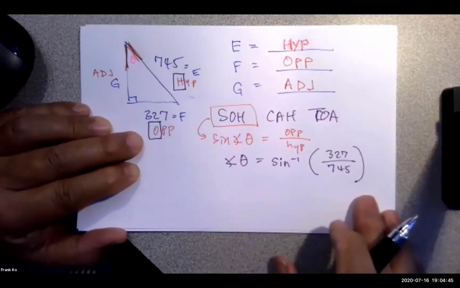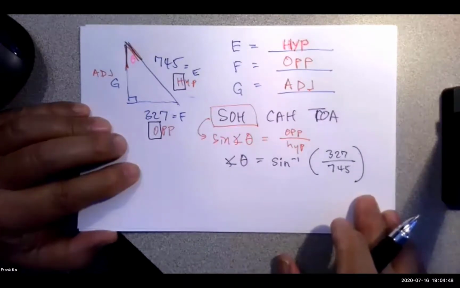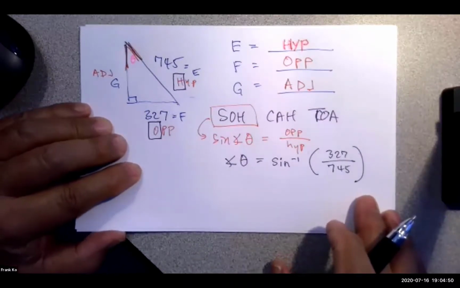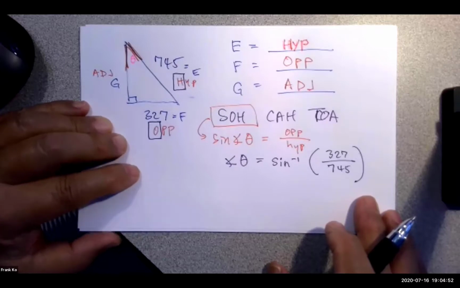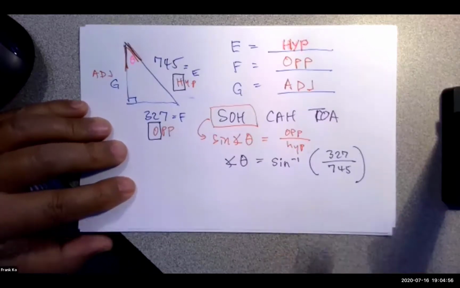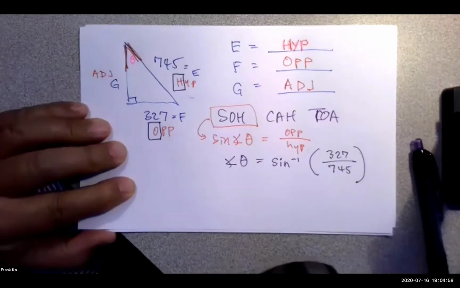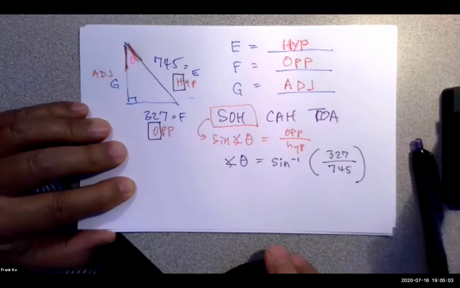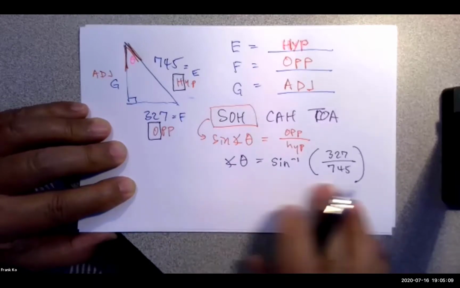And when you go to do this, can you call out the keystroke sequence for us, please? Question goes to Benjamin. Ben, are you there? Gregory, could you give that to us, please? Keystroke sequence. Is it parentheses 327 divided by 745?